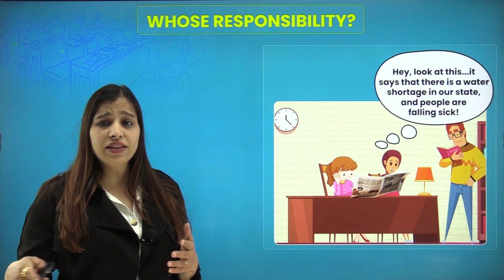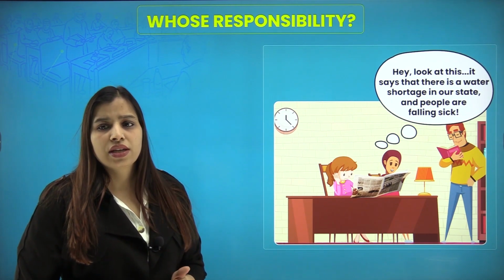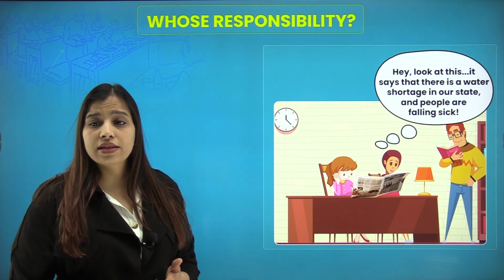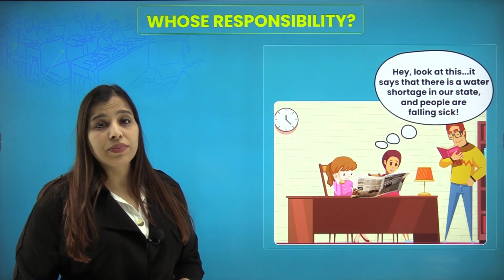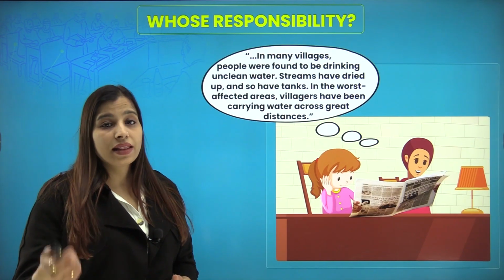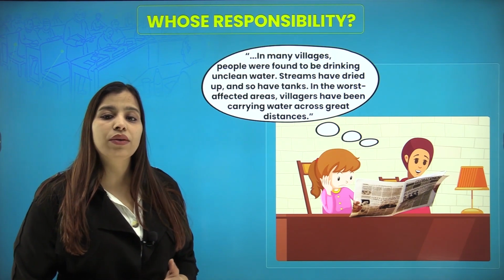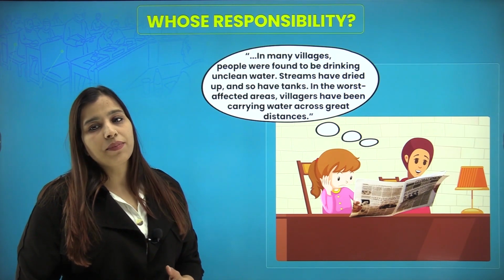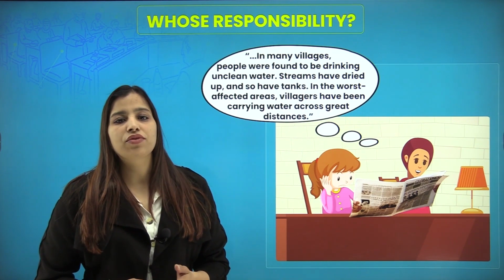Now, we will see what is happening over here, and the question is whose responsibility it is. So here, look at this. It says that we have a shortage of water in our state and people are falling sick. Then again, the newspaper says that in many villages, people were found to be drinking unclean water. Streams have dried up and so have the tanks. So basically, we are discussing the report that was published in a news.